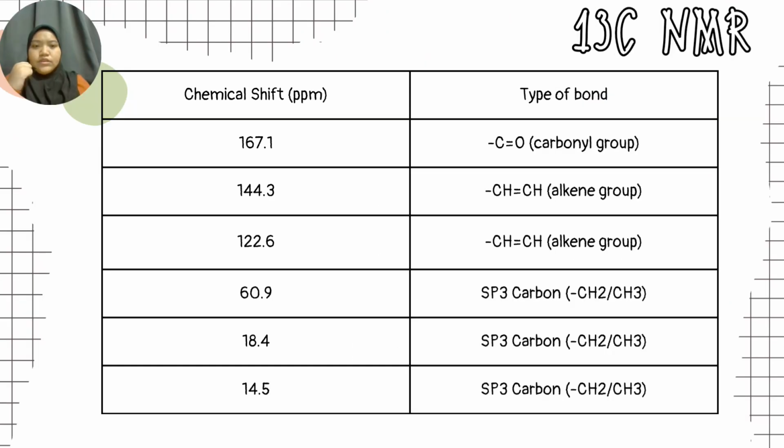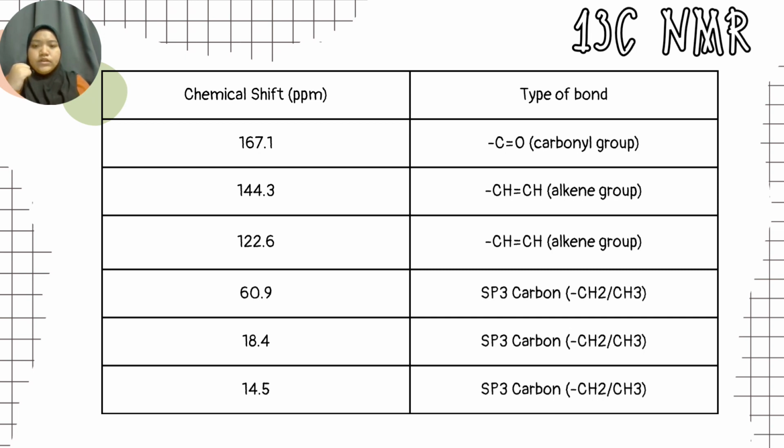After that, we can use 13C NMR to solve this problem. First, we can get information from 13C NMR, which is the chemical shift and the type of bond. So for the first one, 167.1 ppm, the type of bond is C double bond O, which is a carbonyl group.